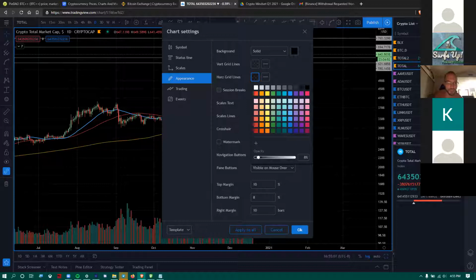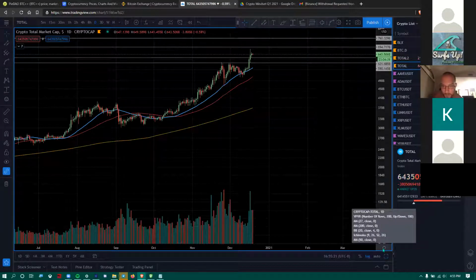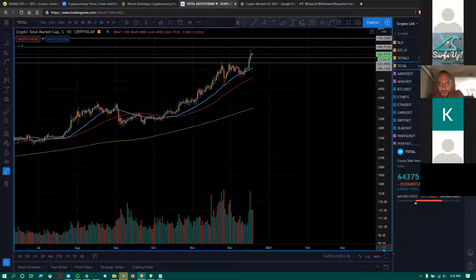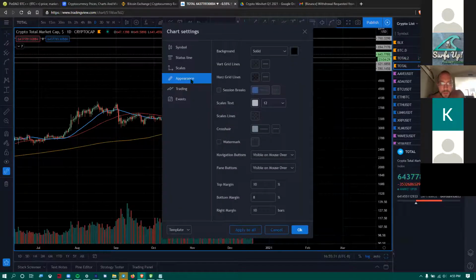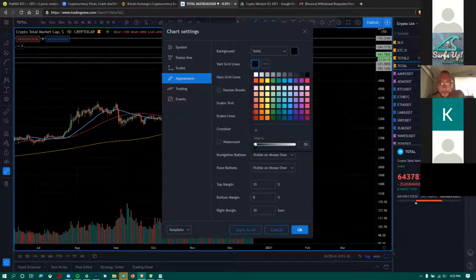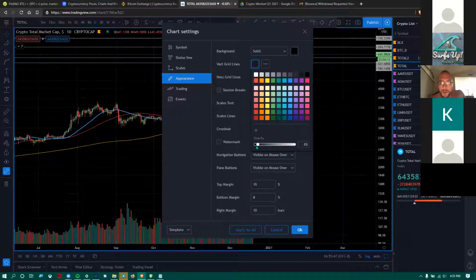My settings button just disappeared when I clicked it. Now my settings just isn't showing. What do you mean? So close out that chart settings. And where is your settings button? Right here, that little one. Okay, there it is. So now it's back. So you click settings, then you click appearance. And which one makes it black? You go to vertical grid lines right here, and you click on the color scheme, and you drop this slider right here. Cool.